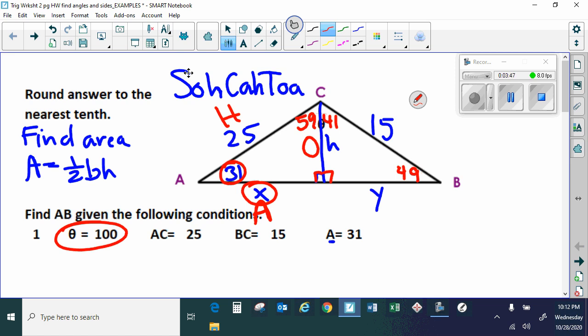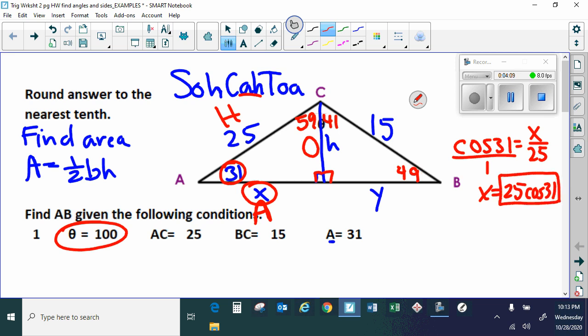So it's adjacent over hypotenuse, which is cosine. So we have the cosine of 31 equals the adjacent X over the hypotenuse 25. We cross multiply and we get X equals 25 cosine 31. This is the exact answer. We're just going to go ahead and leave it there because we're going to do exact answers. We try not to round till the very end, and then we'll round to the nearest tenth.